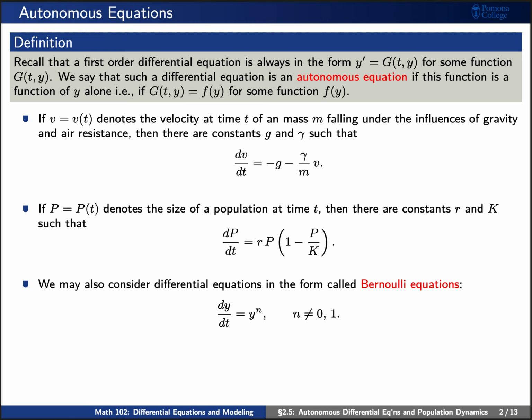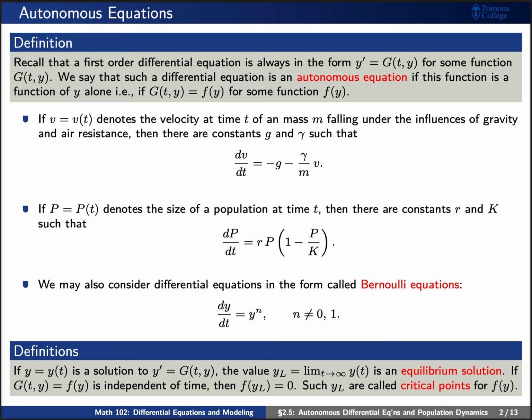This fits into a slightly more general family of equations that we'll call Bernoulli equations, which we can write in the form dy/dt equals some power of y, namely y to the n. Here, if either n equals 0 or n equals 1, this would just be a linear differential equation, and we've already seen how to deal with these. So more generally, we can consider dy/dt equals y to the n, where n does not equal 0 or 1. These are also examples of autonomous equations.